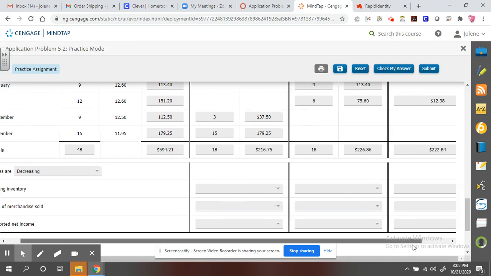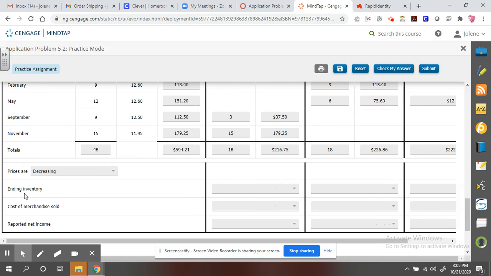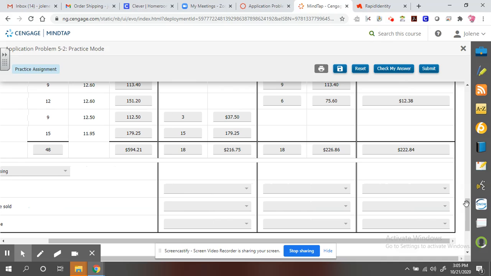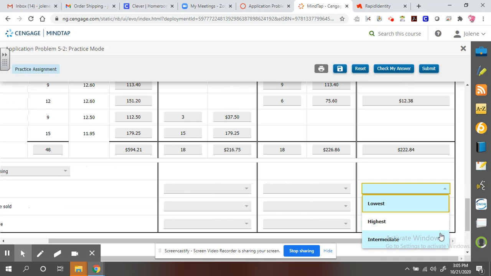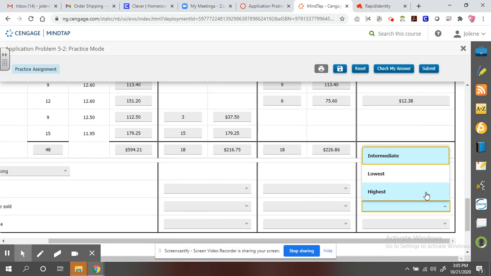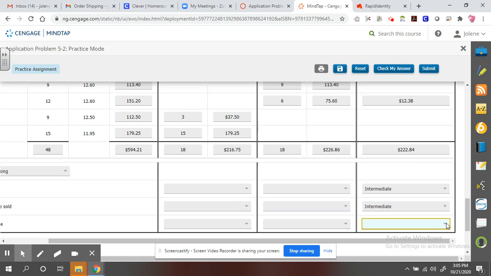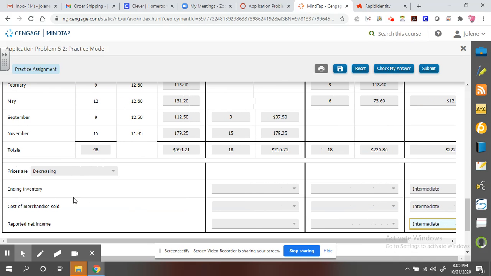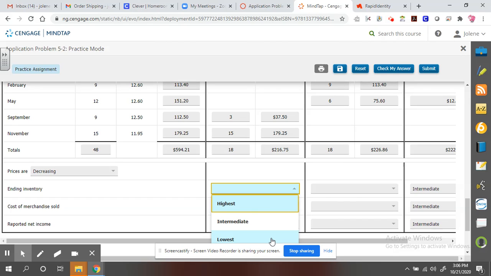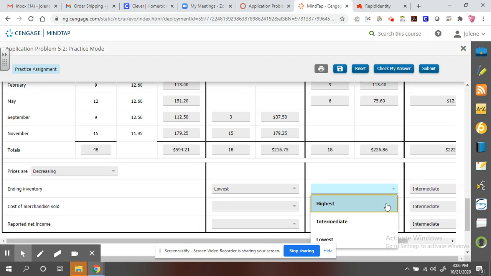Now, these pull-down menus, ending inventory. I'm going to tell you right now, this is based on the average. It's going to be the average every time. It's going to come in the middle every time. Ending inventory this time, which one is lower? This one is lower. This one is the highest.